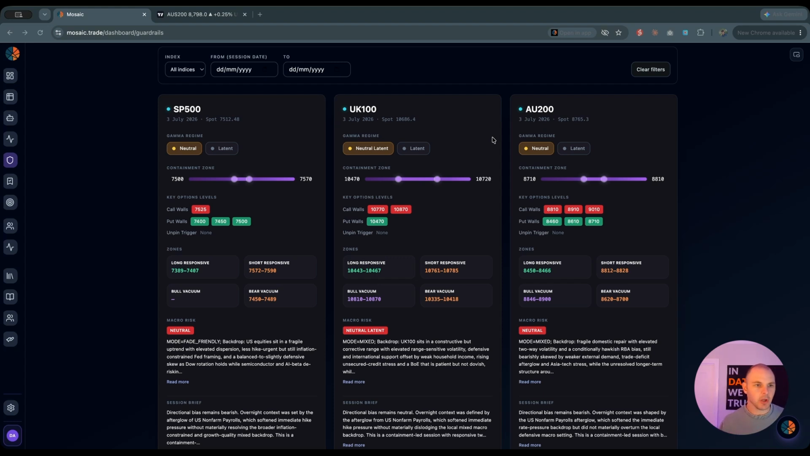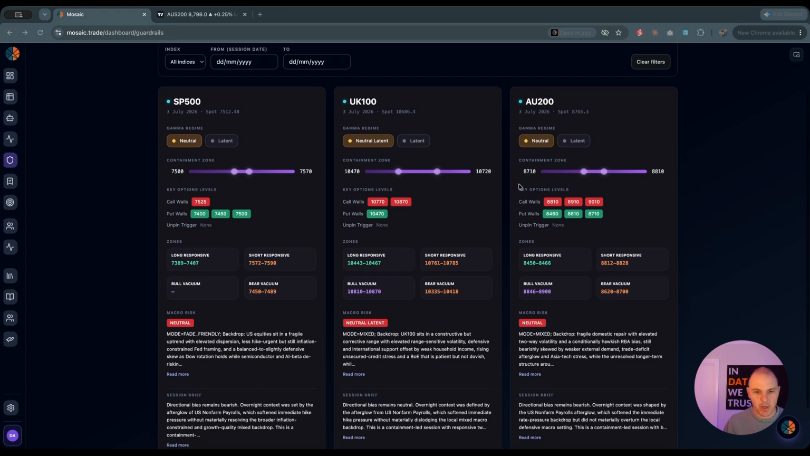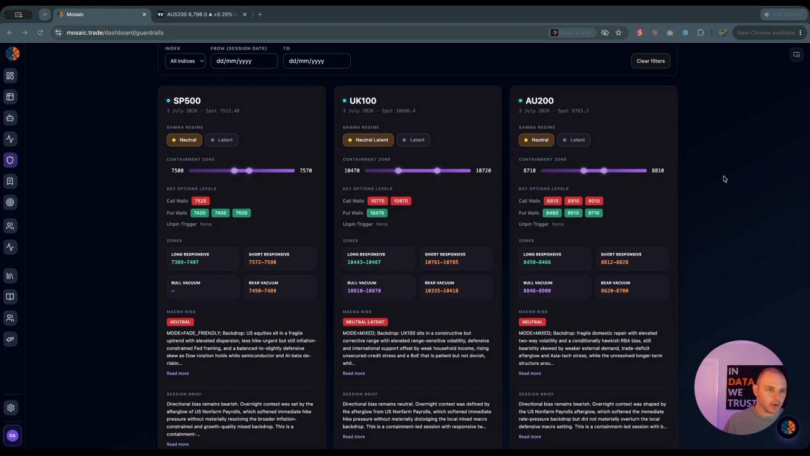Rather than relying on a single indicator or data source, the guardrails tiles here combine multiple layers of information to build essentially a map for the session ahead. So first layer, macro context. This includes economic events, central bank activity, major news developments, anything that are potential catalysts to influence market behavior. The goal obviously is not to predict the news, but just to identify what the market is paying attention to today.